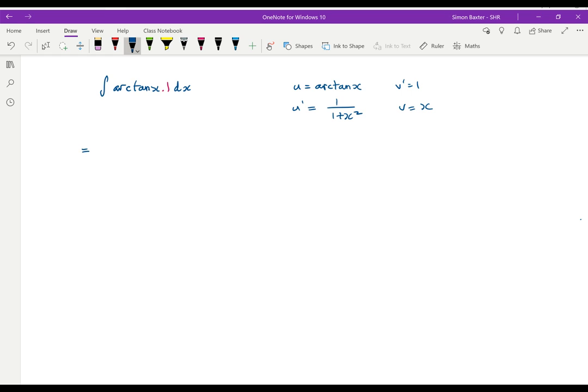And so my integral is uv, which is x arc tan x, minus the integral of v, which is x, du by dx, which is 1 over 1 plus x squared dx. Now, if we look at this, it's 1 over u du by dx if we ignore the numbers. So that suggests that it comes from log u.